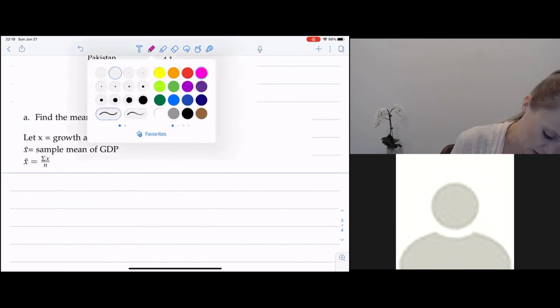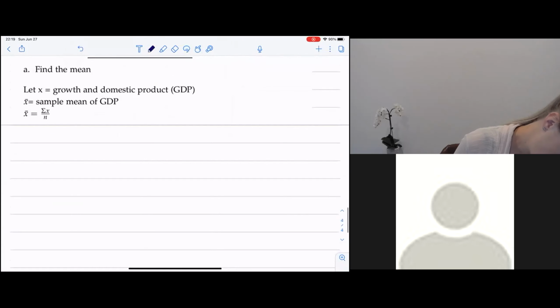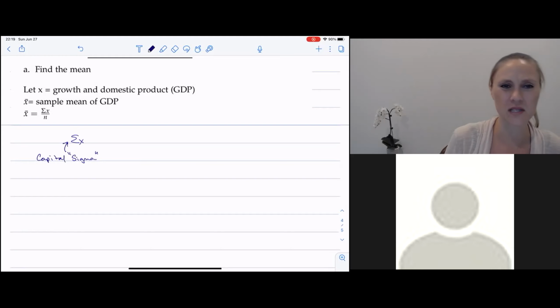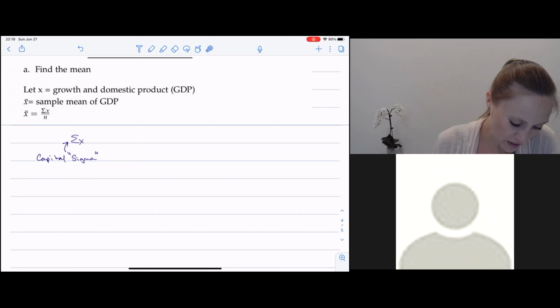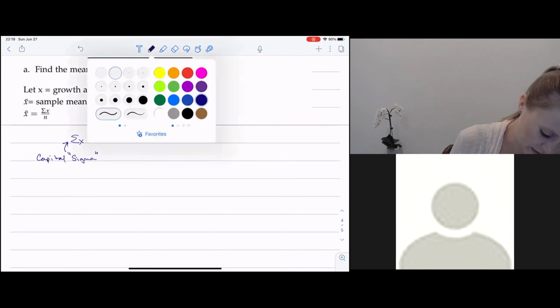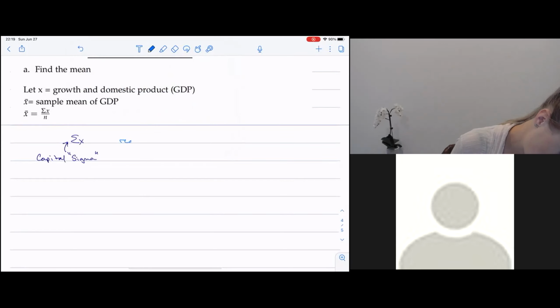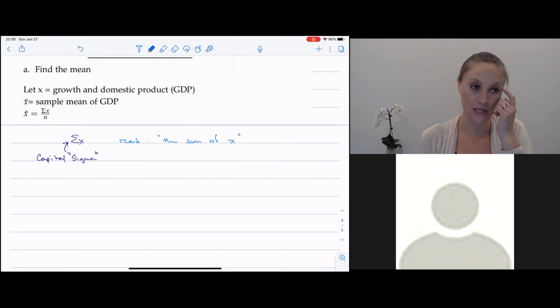Okay. And so here, the sum of x, and this is a capital sigma, or an uppercase, I don't know which is proper. Anyways, the sum of x, and so we read this as the sum of x. So all the values in x.